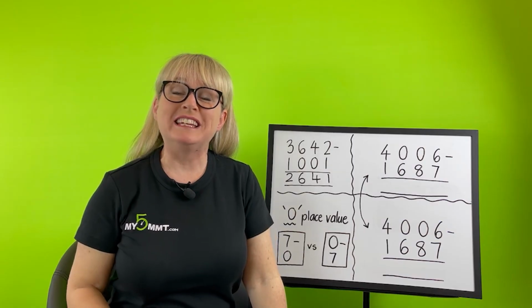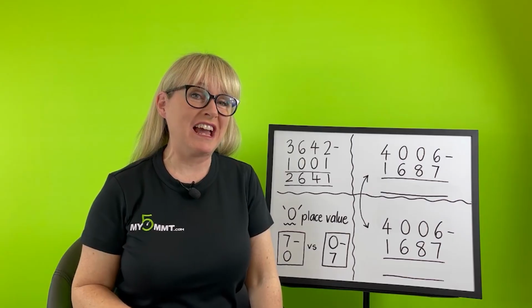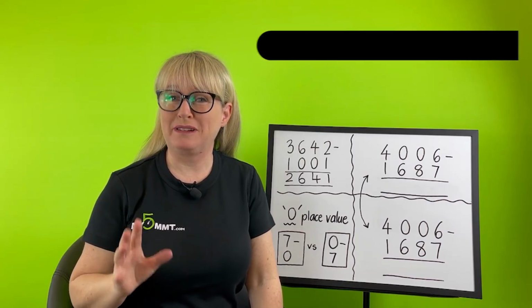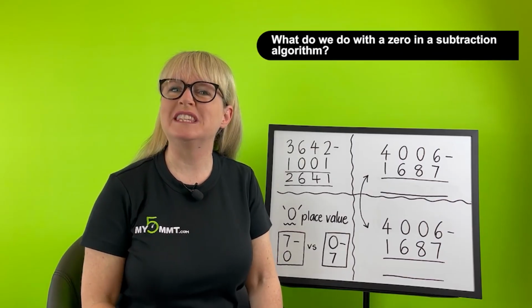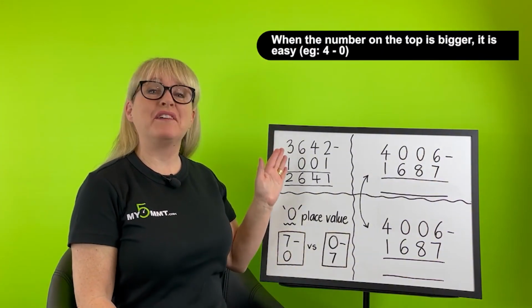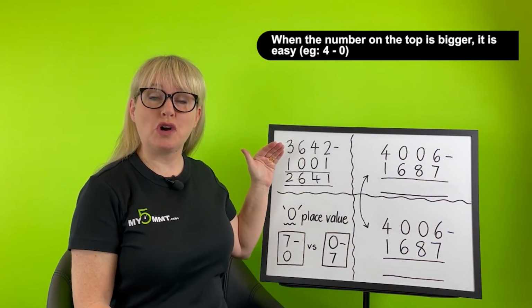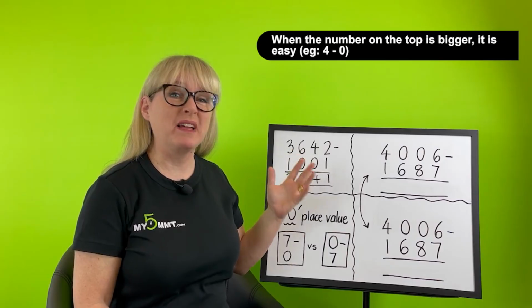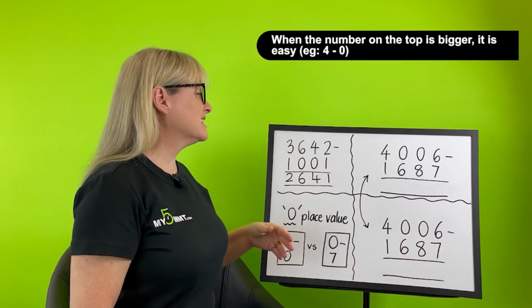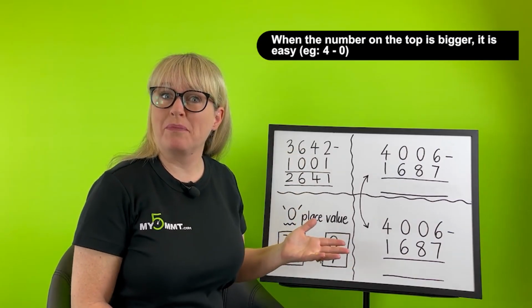This math summary is focused on subtraction algorithms when there's a zero place value. What do we do with the zero? Well, when we have numbers that are bigger on the top number that we're subtracting from, there's no problem. We're just taking away zero from that number.